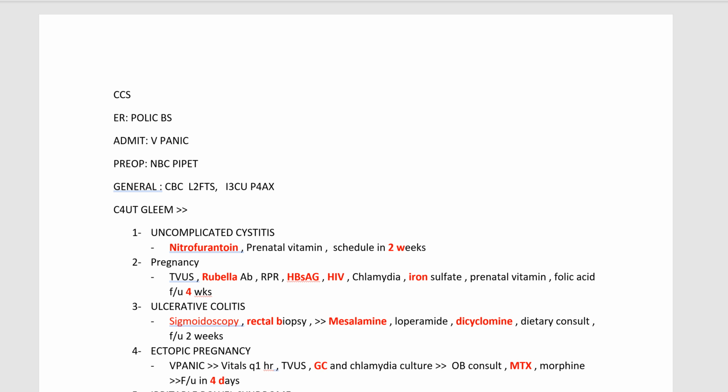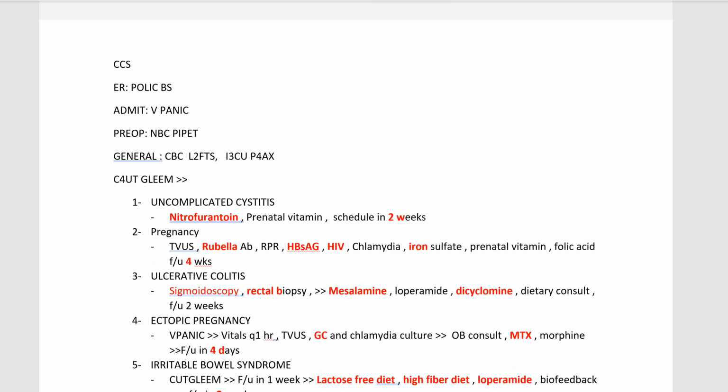Admit, V panic: V vitals, P pantoprazole, activity, NPO, input output, C for pneumatic compression, N for NPO. B the pre-op, okay: B for the blood type, C for cardiac enzyme, P for PT, PTT, I for IV access, IV fluid, P for pre-op antibiotics, okay, and E for EKG, T for tumor marker.